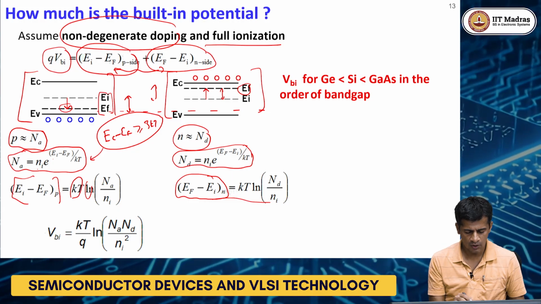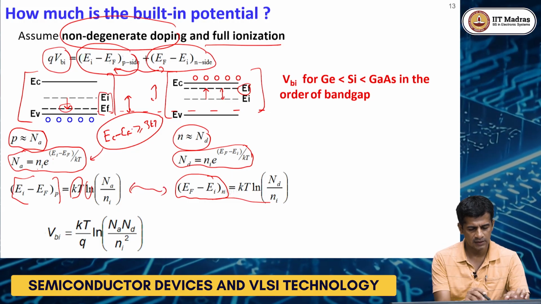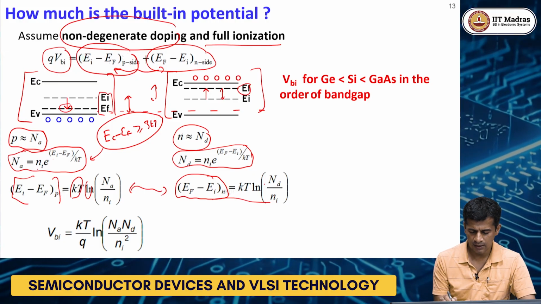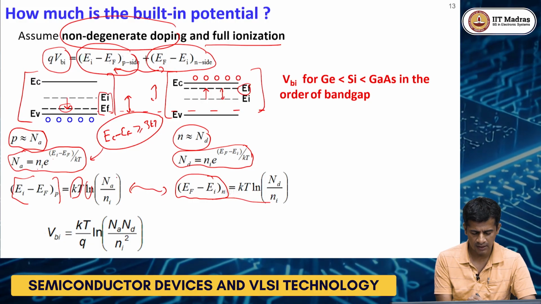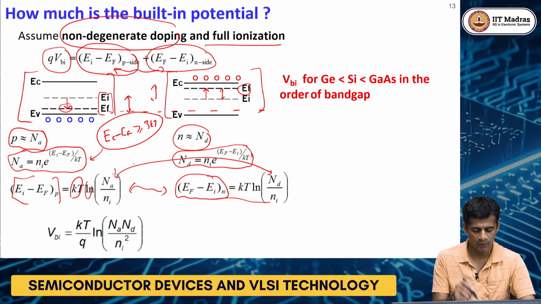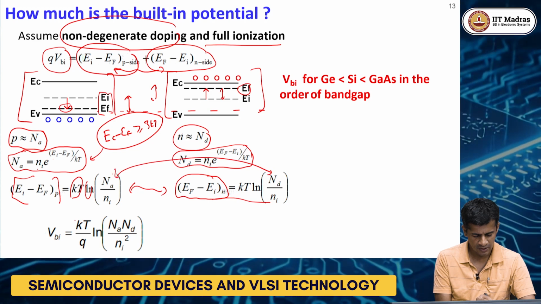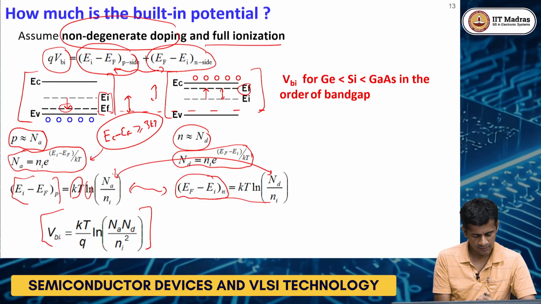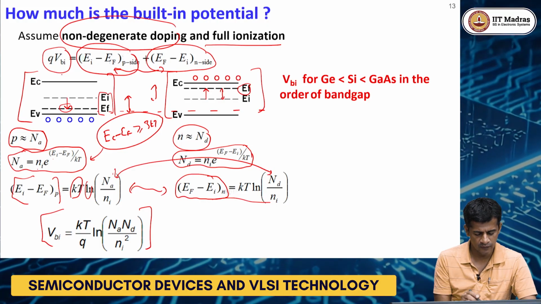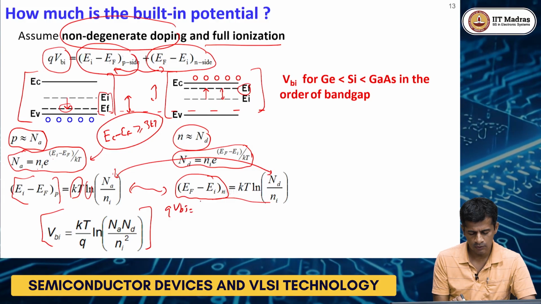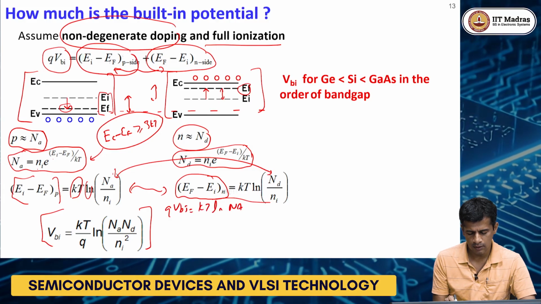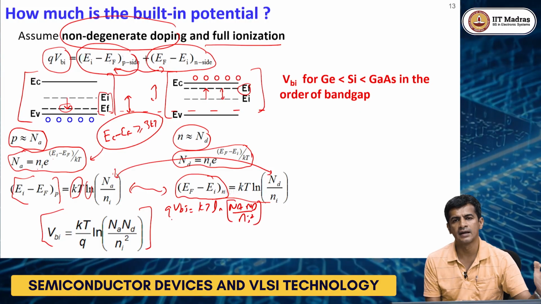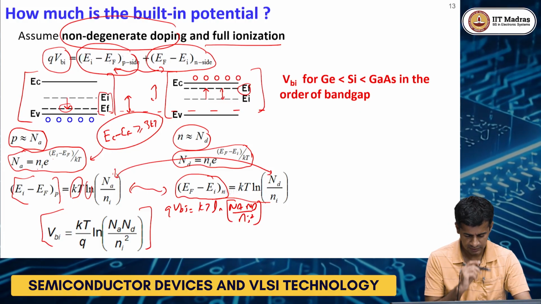If you add these two quantities, it is kT ln Na by ni and kT ln Nd by ni. Adding them, it becomes a product under the logarithmic expression. So the energy, qVbi, is equal to kT ln (Na Nd by ni squared). This is the energy barrier for electrons and holes.